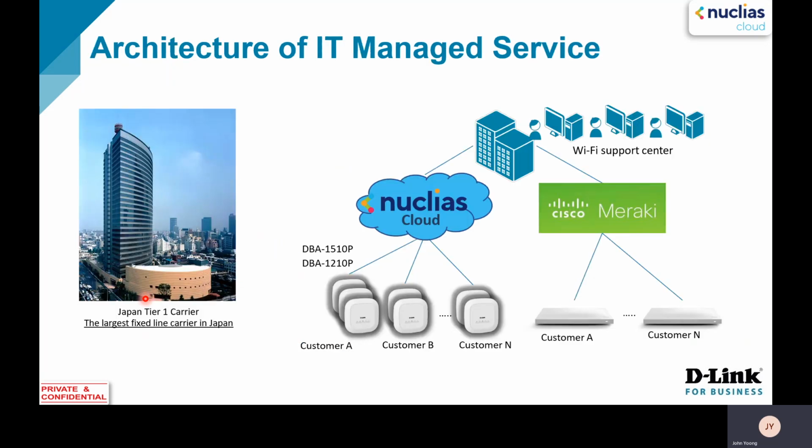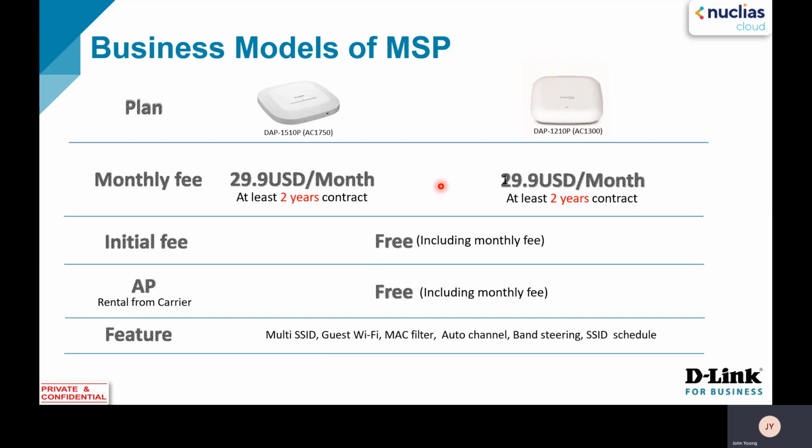So for the architecture, the entity comes with two packages. First, of course, we have the entry, the basic, called the Nuclias Cloud, using our DBA 1510 and 1210. Another is the advanced package, which is Meraki. So 80% of the take-up rate is based on Nuclias Cloud. So this is their business model for our Nuclias Cloud.